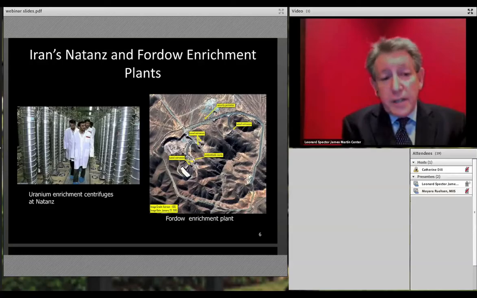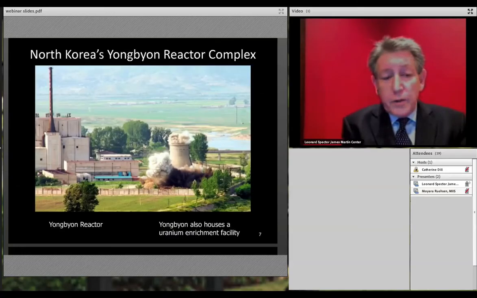Now the next picture is one in North Korea. And this shows the Yongbyon nuclear complex, a portion of it. To the left is the reactor in which plutonium was produced that was used in North Korea's nuclear tests. And you see a cooling tower being destroyed on the right-hand side. And that's part of a deal that North Korea struck to close down that reactor. But it has since reopened the reactor and is producing plutonium using a different cooling system.